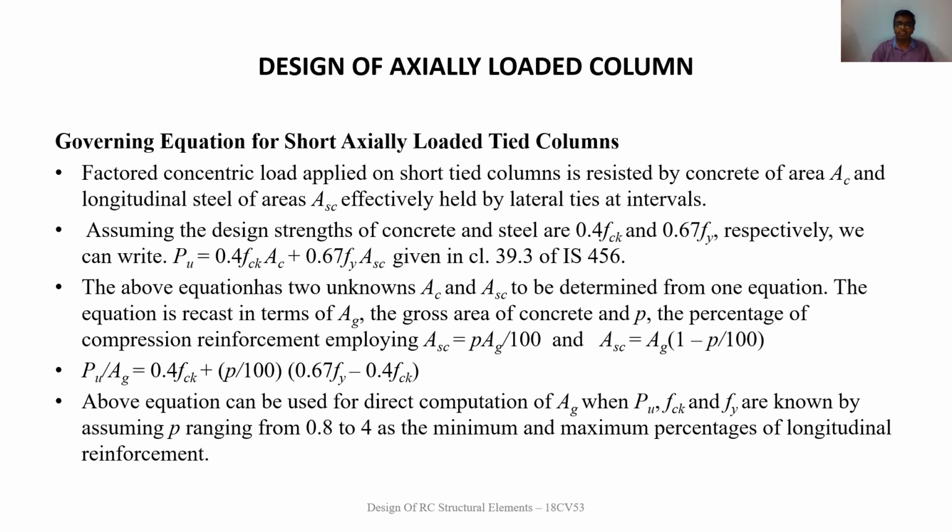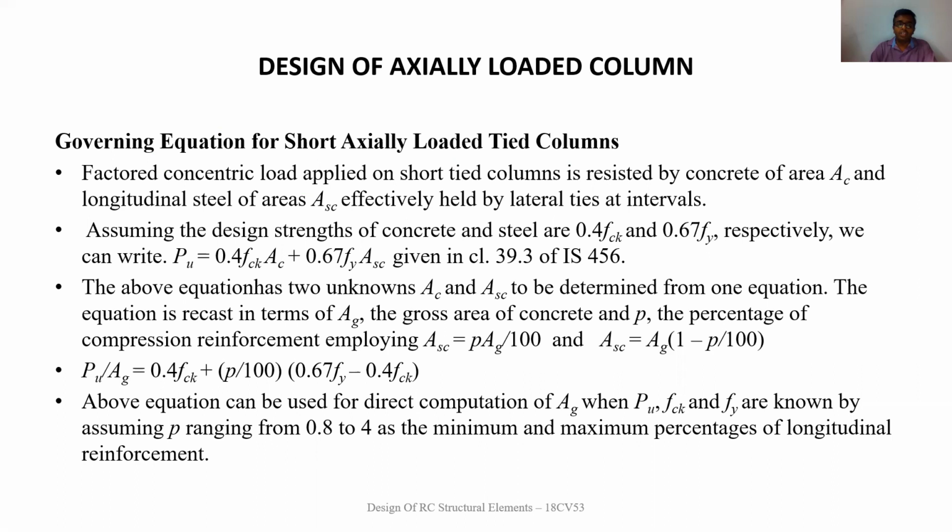The minimum eccentricity should be calculated for both the x direction and y direction of the columns. The minimum eccentricity is calculated by the equation: e_min equals l_effective, that is the effective length of the column divided by 500, plus the lateral dimension of the column divided by 30, or 20 mm, whichever is greater. The minimum eccentricity should not be more than 0.05 times the lateral dimension of the column.